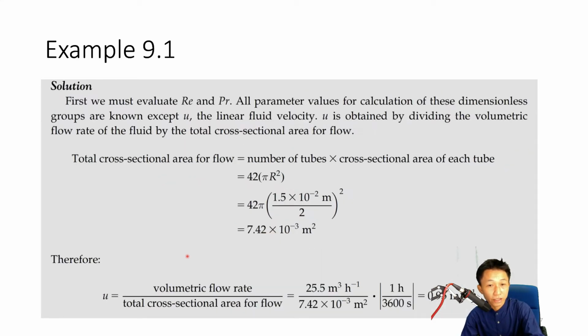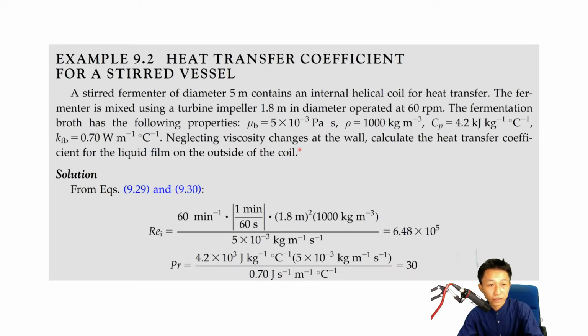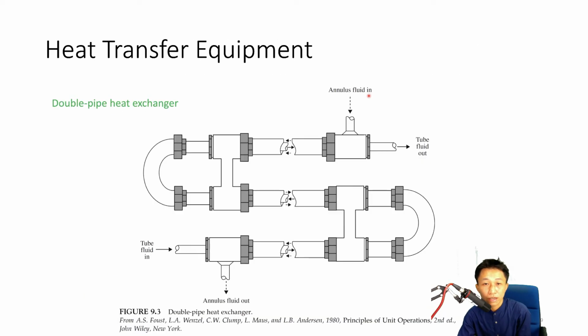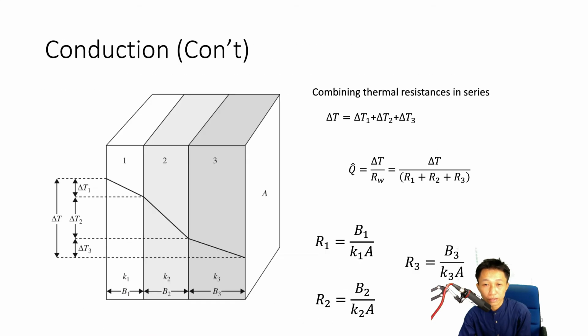Again, this is the heat transfer coefficient for this one, and then the second one is what? Calculate the heat transfer coefficient again, but it's different. This one is a stirred fermenter. This stirrer has an internal helicoid, which is this one.